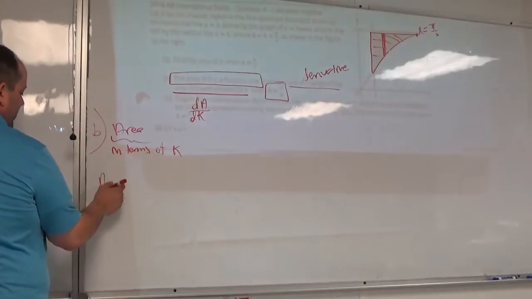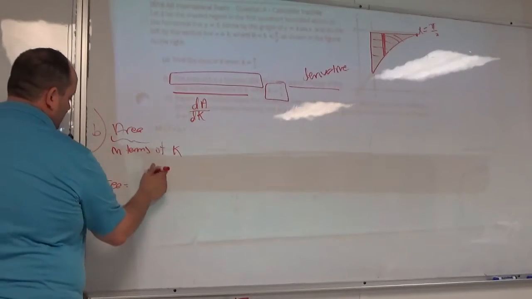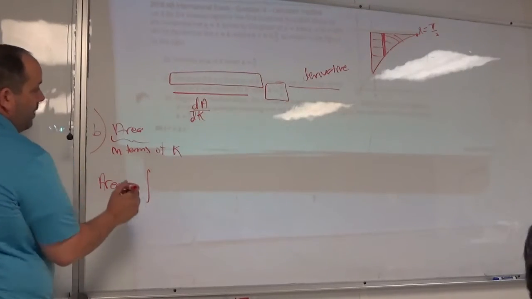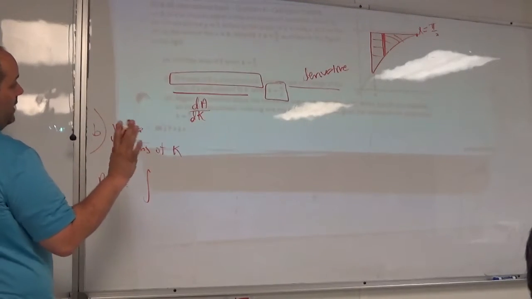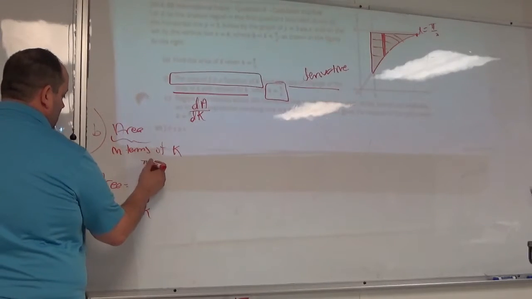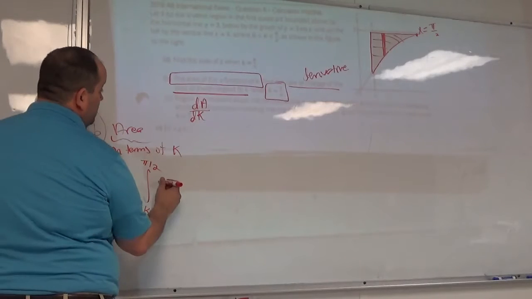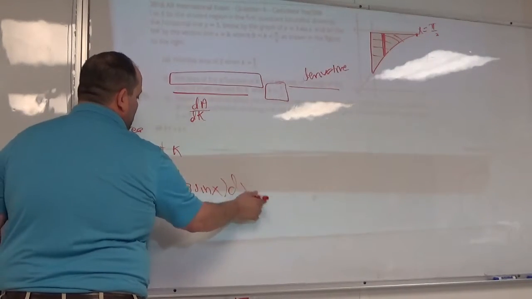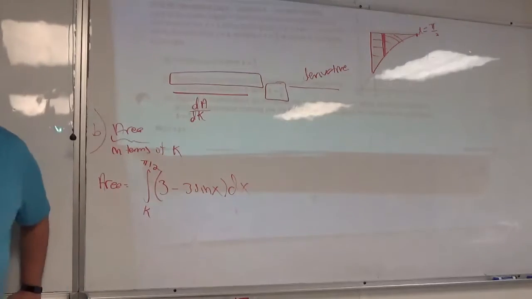All right, well, how do I find area? Area is an integral. Where am I integrating from? Where do I start integrating? At K, all the way to pi over 2, and then it's 3 minus 3 sine of x. It's a lot like what we already did in part A. Yeah, Paul?